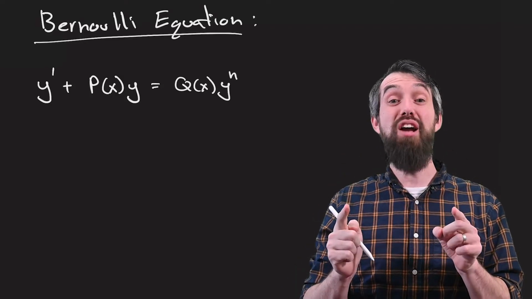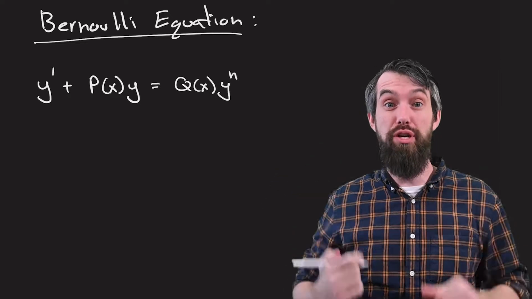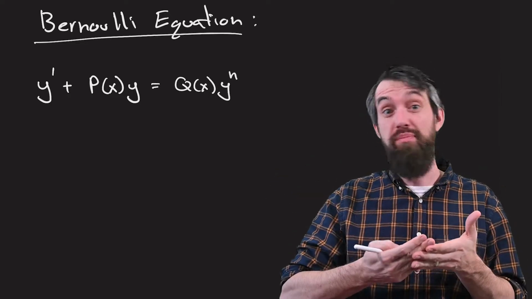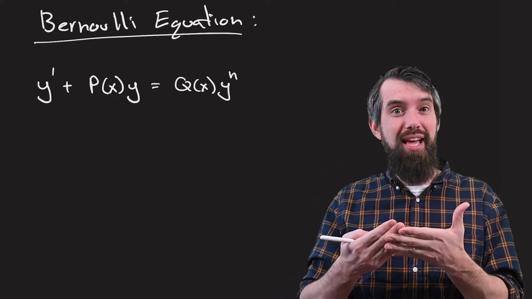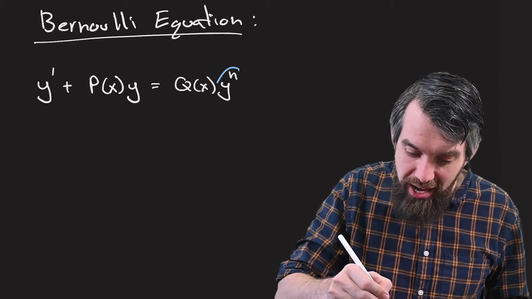In this video, we're going to tackle the Bernoulli equation, which is actually a family of different types of differential equations that look like this. Y prime plus a function p of x times y is equal to a function q of x multiplied by, and this is the interesting spot, y to the n.